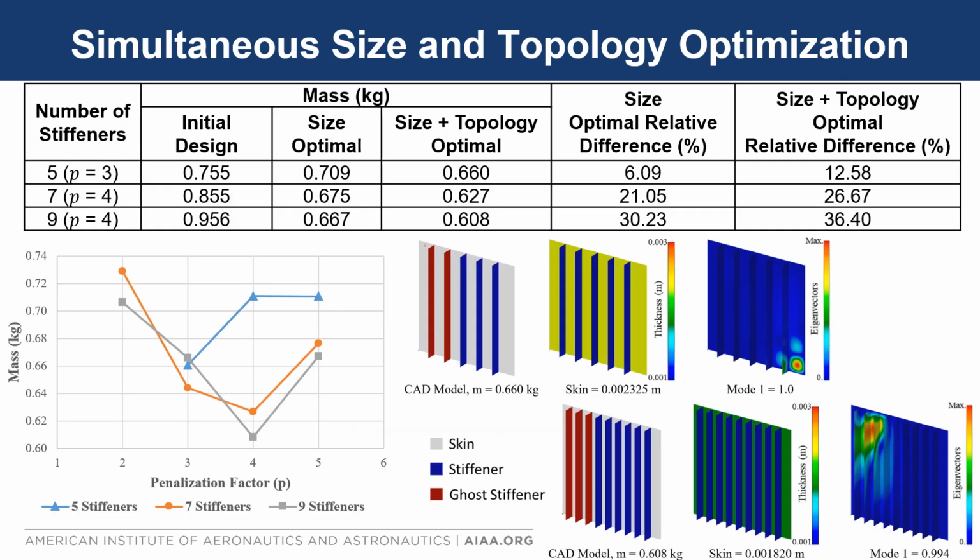A similar trend is observed when the number of stiffeners are changed in the initial design. The lowest optimal mass is achieved while using 9 stiffeners and the penalization factor of 4. When penalization factor is 5, there are no ghost stiffeners in the optimal design. It can be concluded from these results that while using a penalization factor of either 3 or 4, a lower optimal mass is attained in comparison to the same achieved through the size optimization.